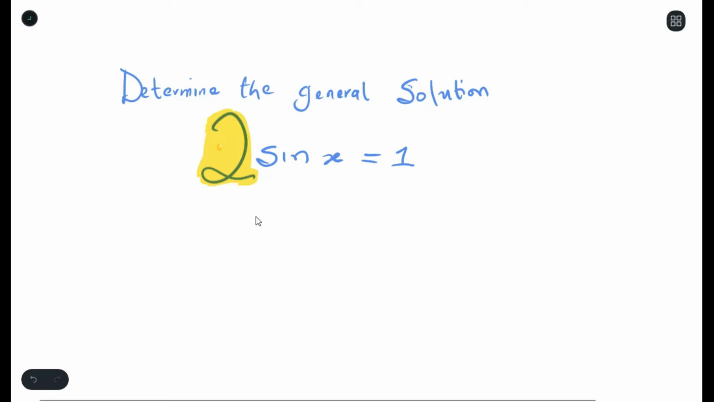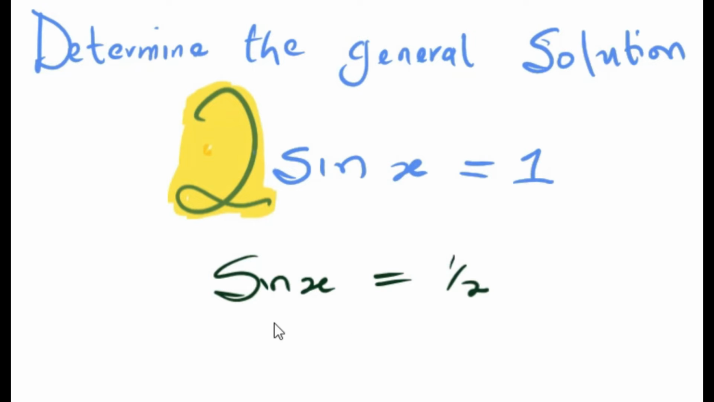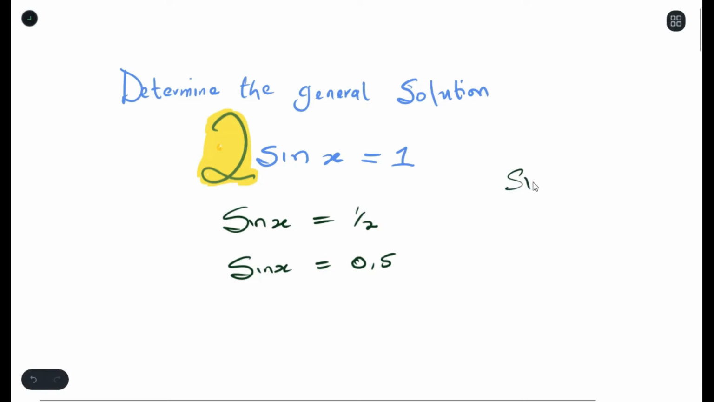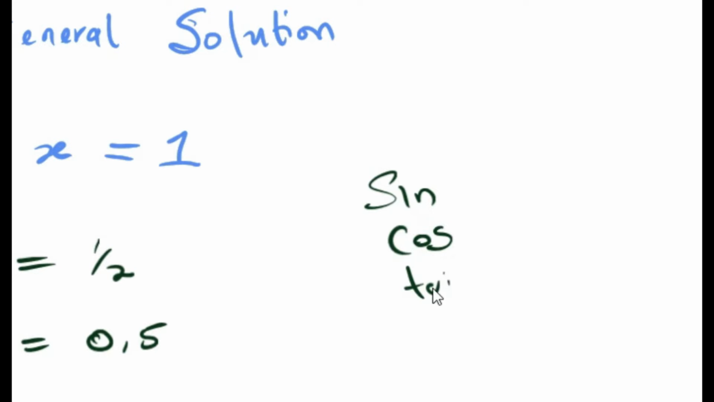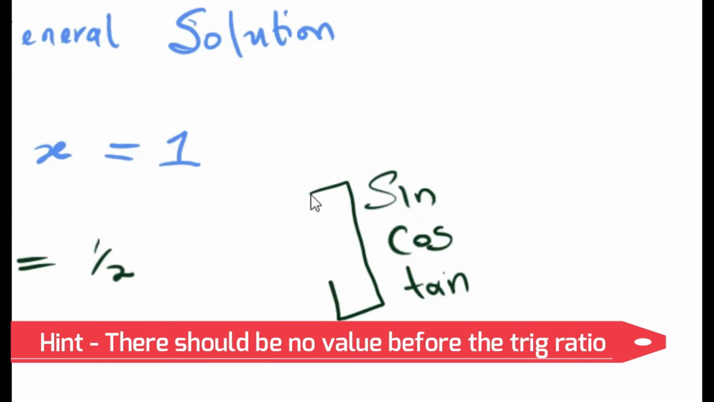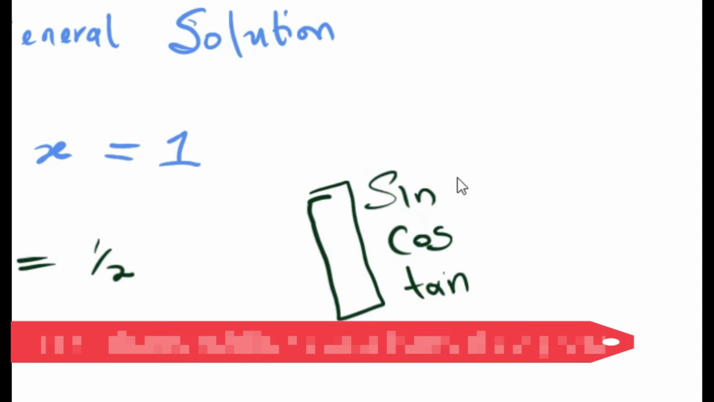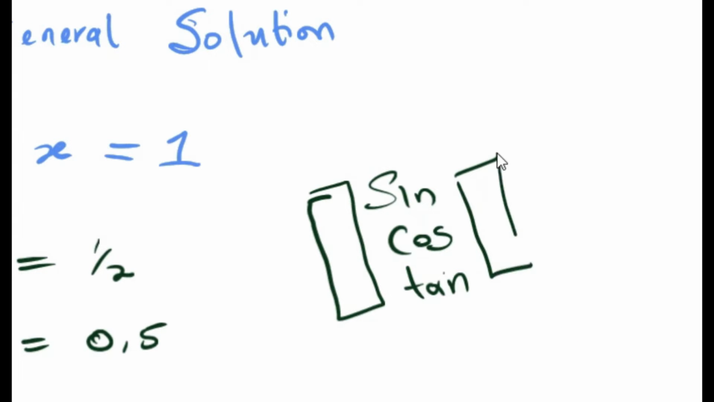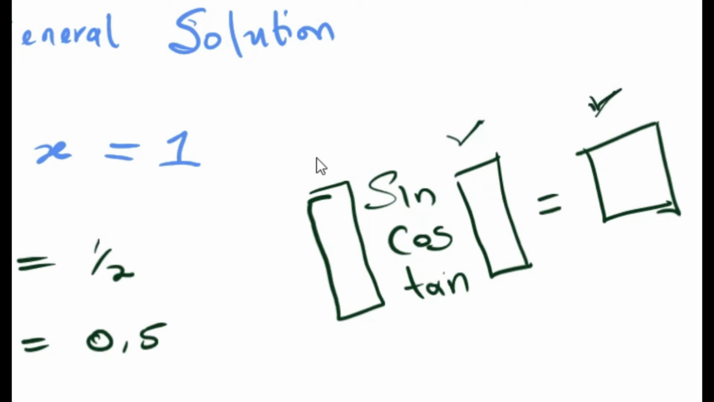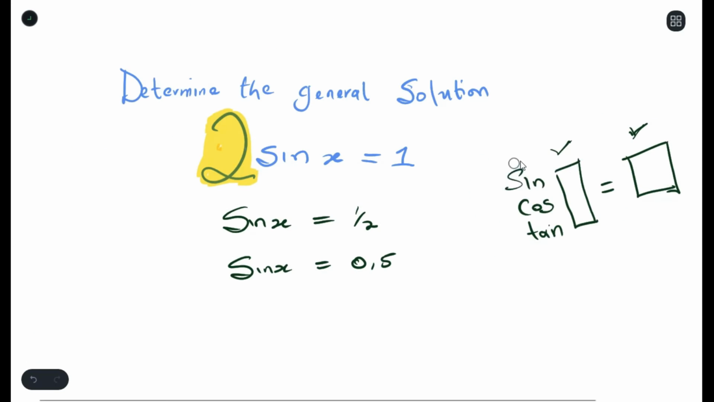So I'm saying that this here would be sine x is equals to 1 over 2, or we can write it as sine x is equals to 0,5. Now it doesn't matter if you're working with sine, cos, tan, you make sure that there should be no value at the back of them. Now you're allowed values in front of them, that's not a problem, and it should always be equals to something like this. So this is good, but this is bad. So let's go back to the question.